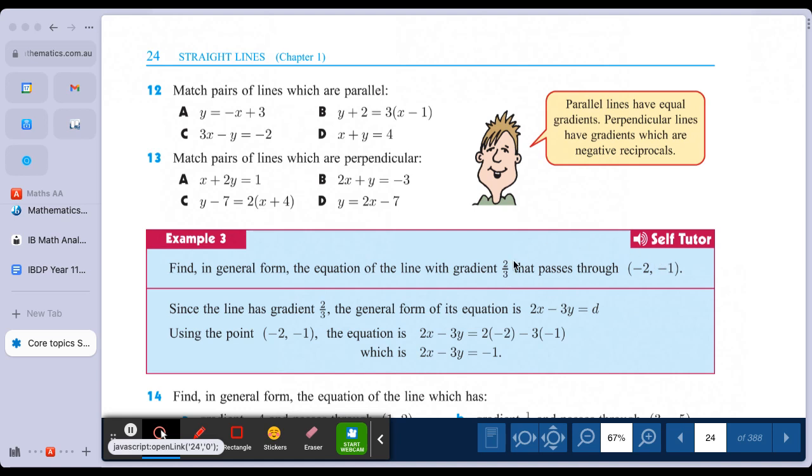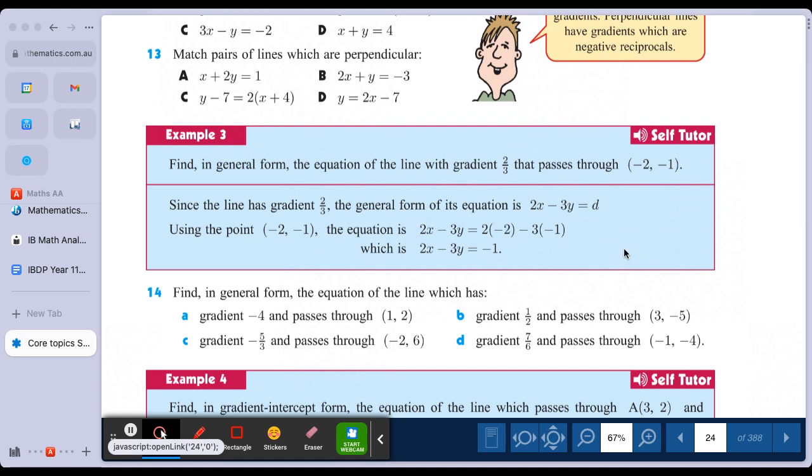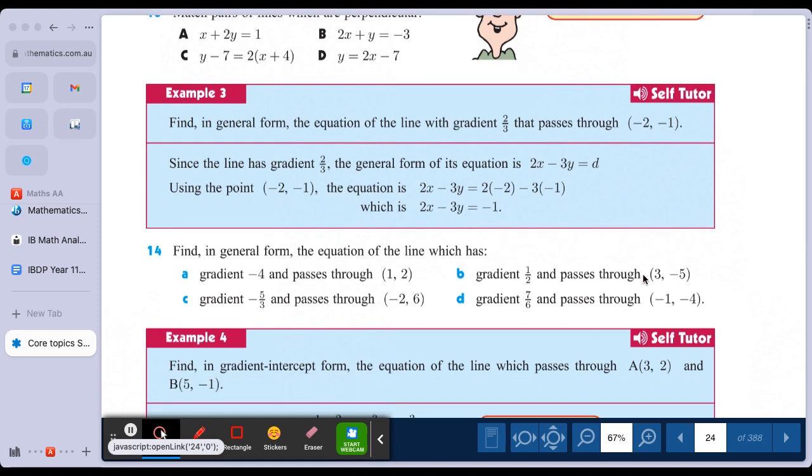Instead, I'd be going, I've got the gradient, I've got a point, put it into gradient point form, and then solving it from then. And you can see we've got the same answer, 2x minus 3y equals -1.